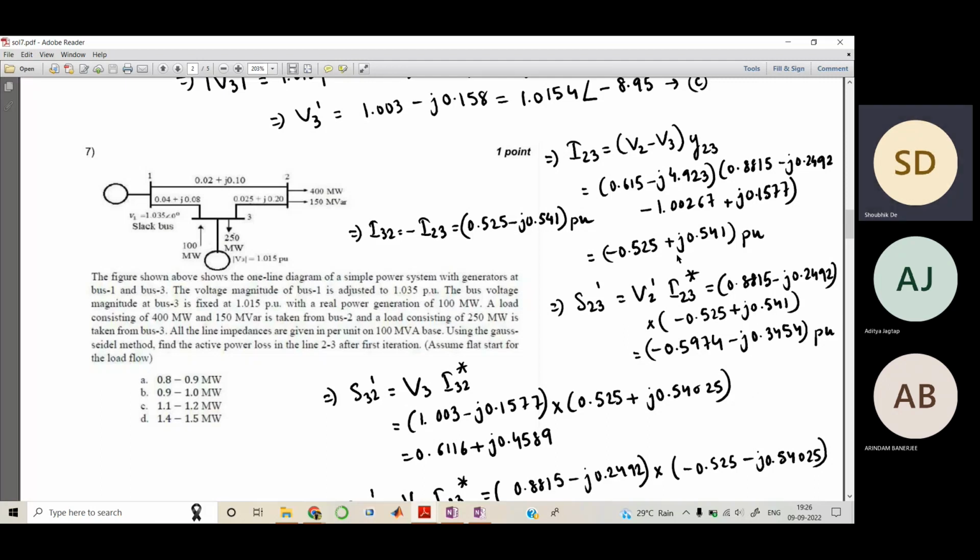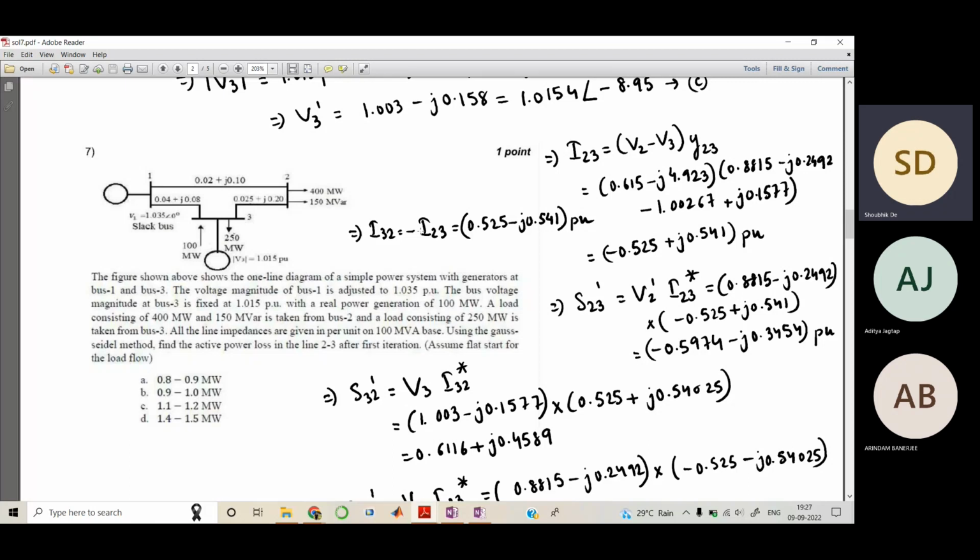You do this and you see that this plus I have changed. So I did a mistake here. I'm sorry, I'll correct this. So this would be minus. After doing this, it comes out to be this value. And this is for bus 2.